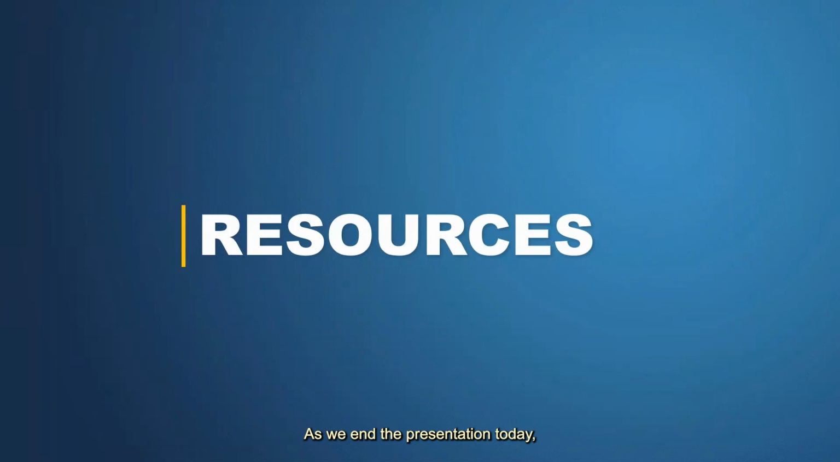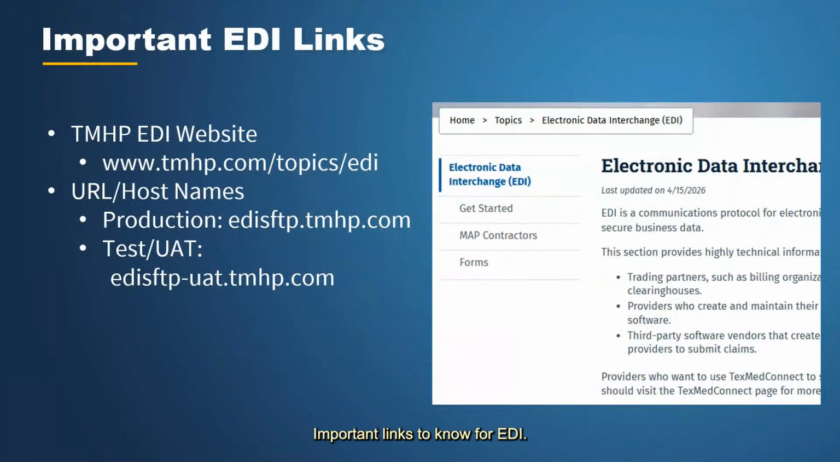As we end the presentation today, we want to make sure that all attendees are aware of the following helpful resources. Important links to know for EDI. You have your TMHP EDI website where you can find the updated version of the EDI Connectivity Guide. You can locate that at www.tmhp.com/topics/EDI. We also have new EDI URL host names. We've got the production, which you can find at EDI sftp.tmhp.com, and the test UAT site at EDI sftp-uat.tmhp.com.